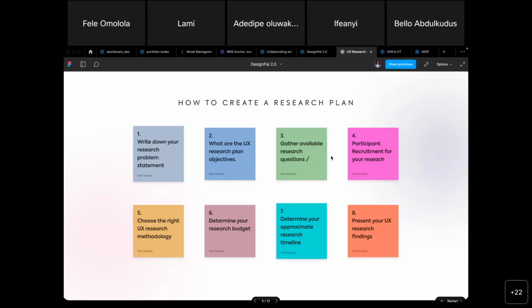Because this is going to be a great starting point for you to find the right users for your study, the right participants for your study. Do you understand? So it's very, very important. What I'm trying to say in essence here is for you to do more collaboration with your team members, with your stakeholders. Do you understand? So the next one now is, there's also something I want to say about this participant.